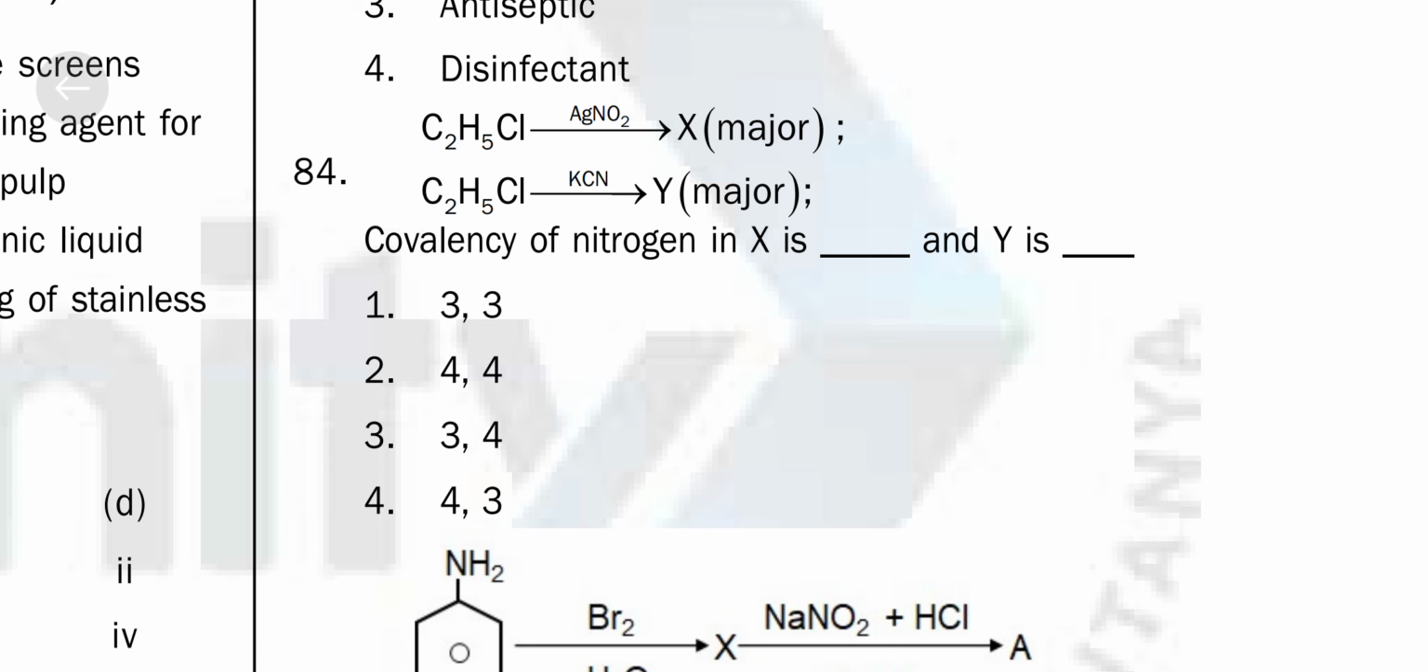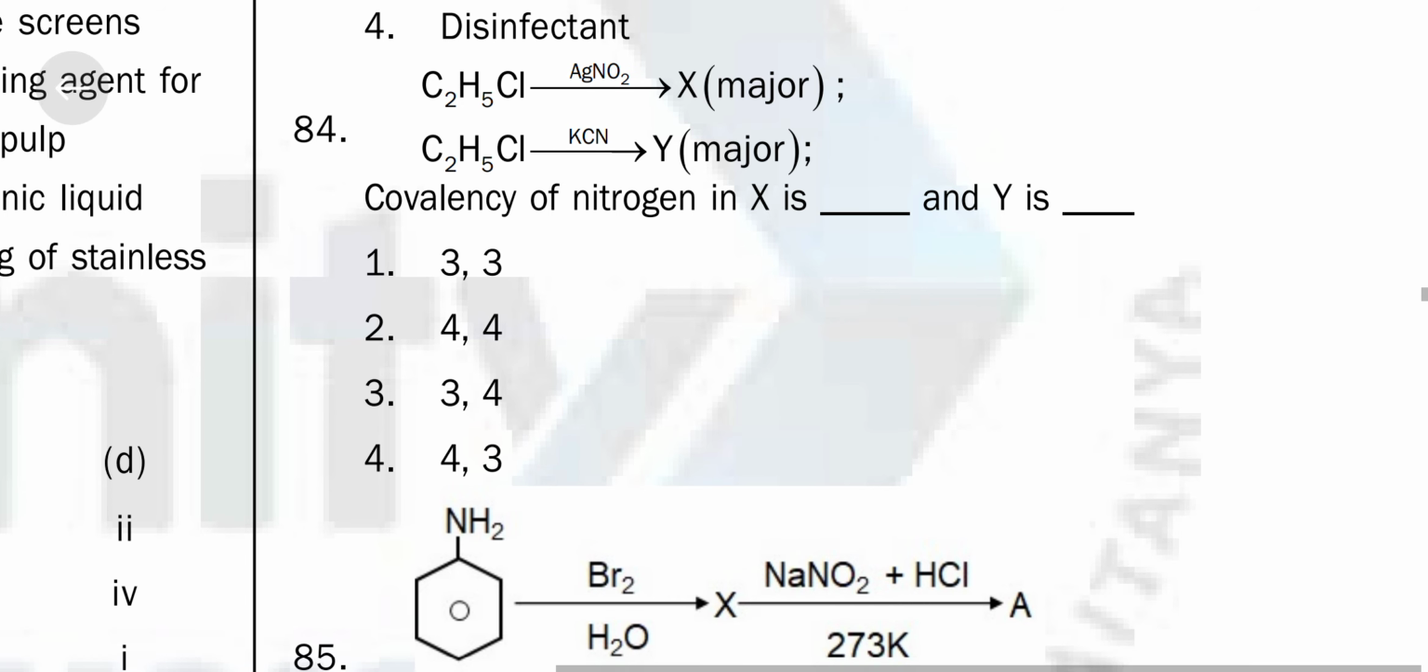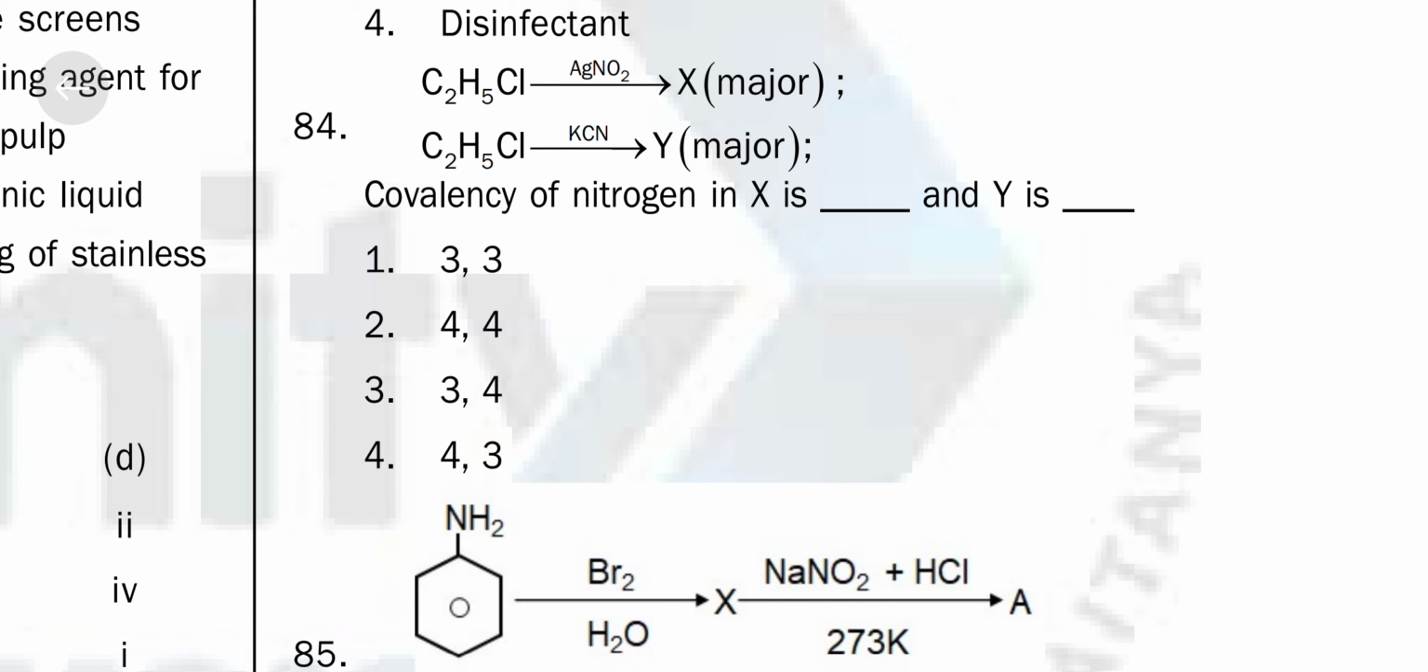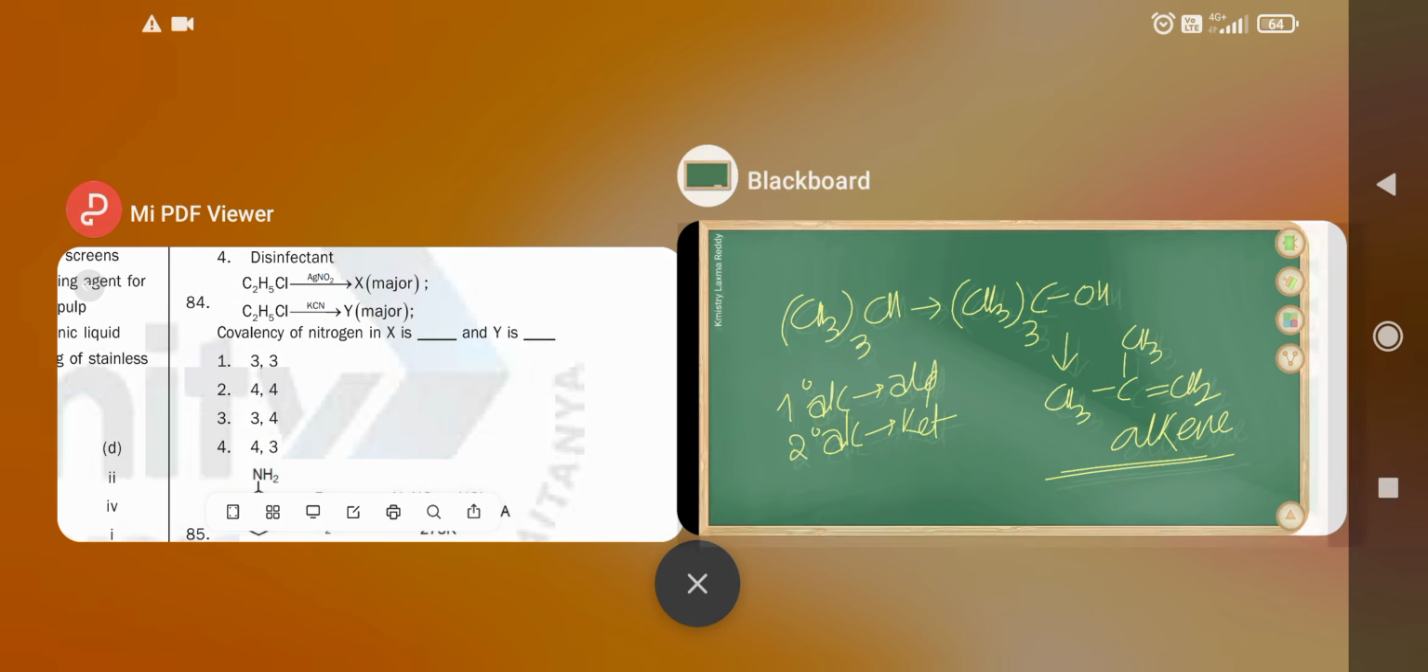C2H5Cl with AgNO2, C2H5Cl with KCN. This question also you see, some simple question. C2H5Cl when it reacts with AgNO2, the compound formed is C2H5-NO2. Here N is attached, nitrogen's lone pair will attack. But if it reacts with KCN, C2H5-C≡N.